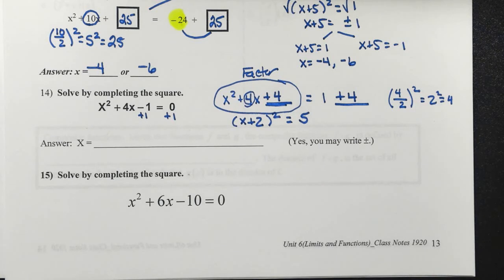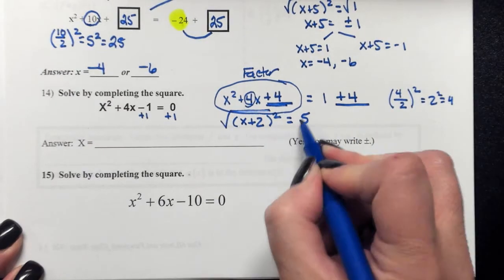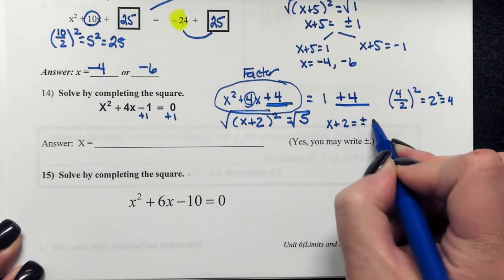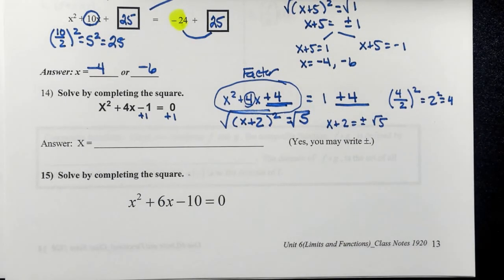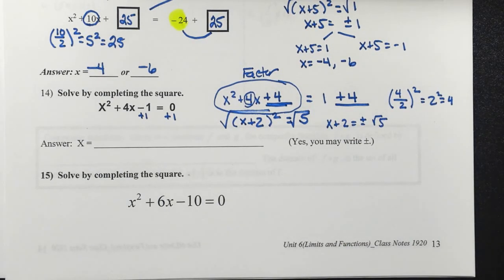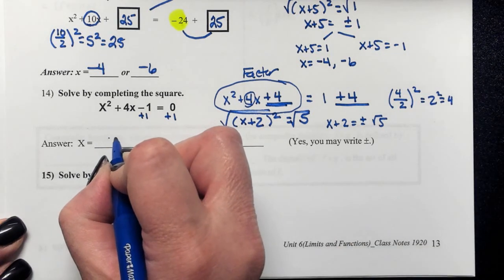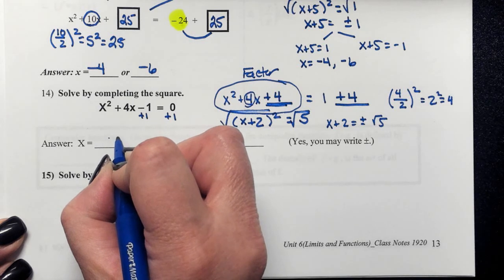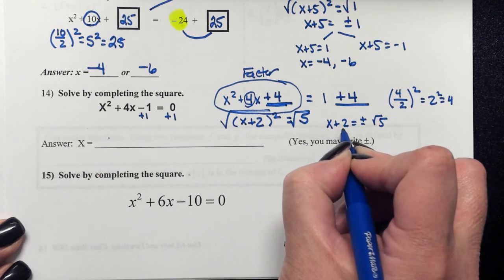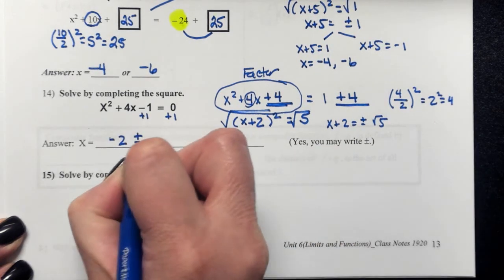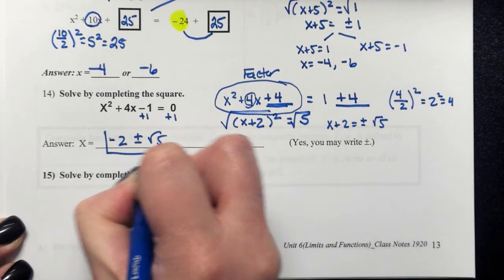So now what can you do to both sides of the equation to solve for x? You can take the square root. So x plus 2 is equal to plus or minus square root 5. So finally, what's x going to equal? But you have to subtract the 2, so it's not going to be a positive 2, it's going to be a negative 2. So it's negative 2 plus or minus square root 5.